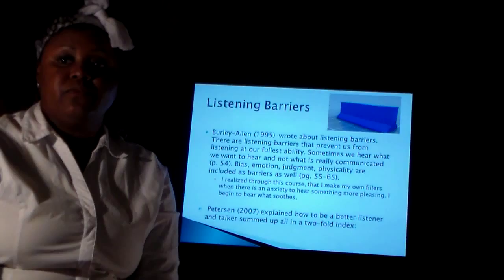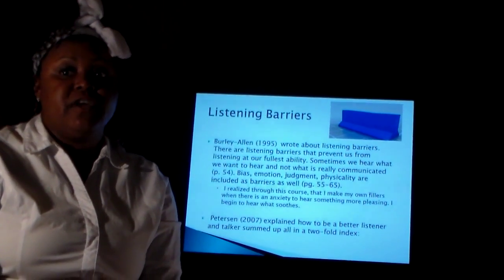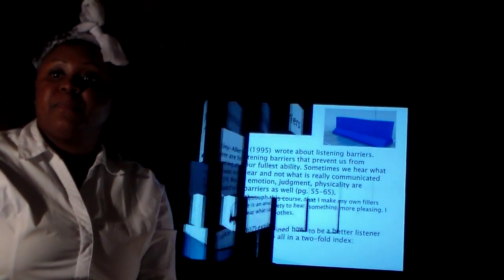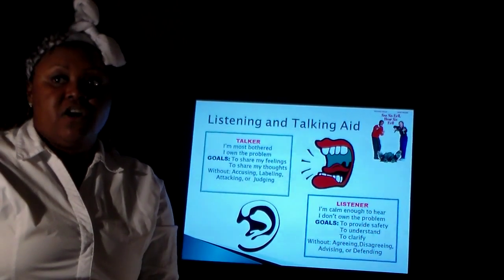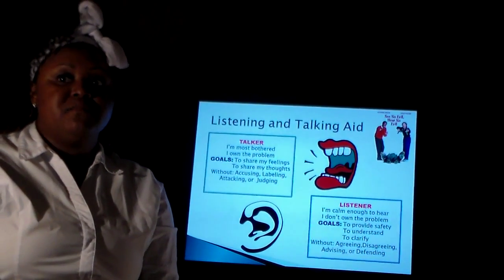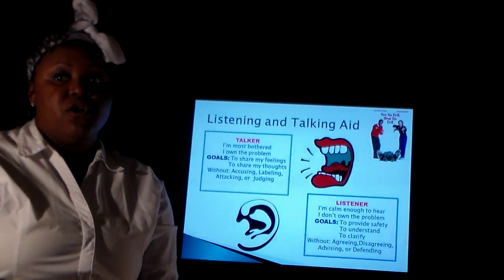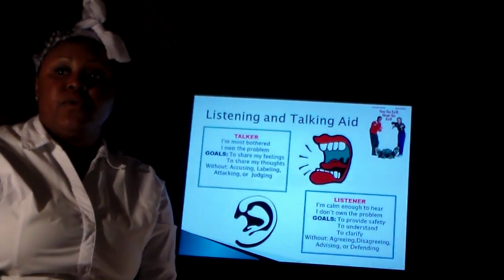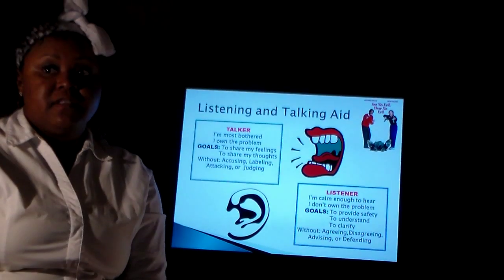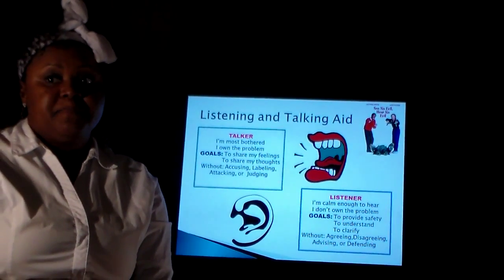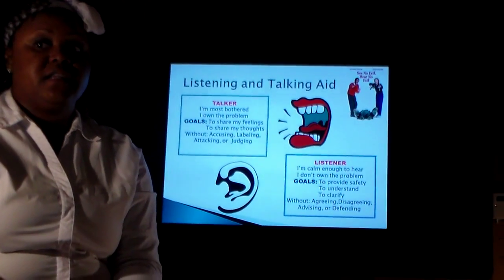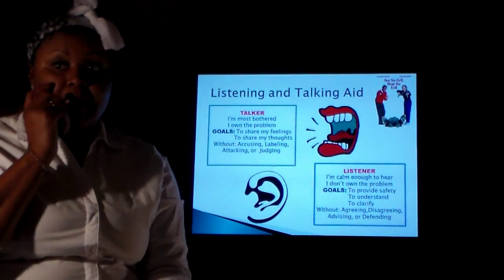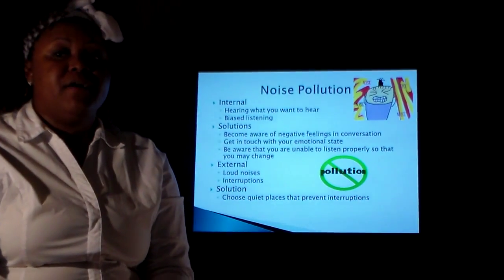Peterson in 2007, whom we read, explained how a better listener and talker is summed up. He actually did it in a twofold index, which is shown here. Listening and talking aid. Talker: I am most bothered. I own the problem. The goals are to share your feelings and share your thoughts without accusing, labeling, attacking, or judging. When you're the listener, you're calm enough to hear. That's your goal. I don't own the problem. More goals: to provide safety, to understand, to clarify without agreeing, disagreeing, advising, or defending.